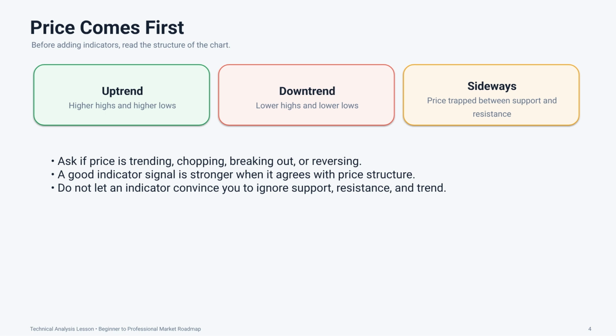The second condition is a downtrend. A downtrend means price is making lower highs and lower lows. This tells us sellers are in control and the market is moving downward. The third condition is sideways movement. This means price is trapped between support and resistance.